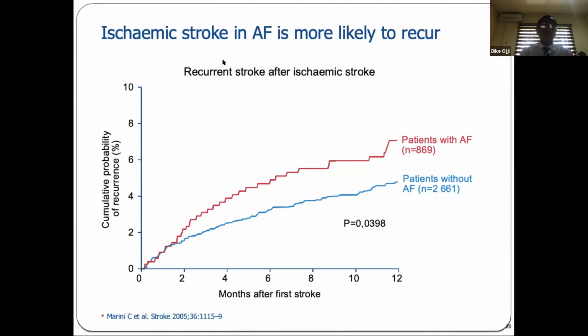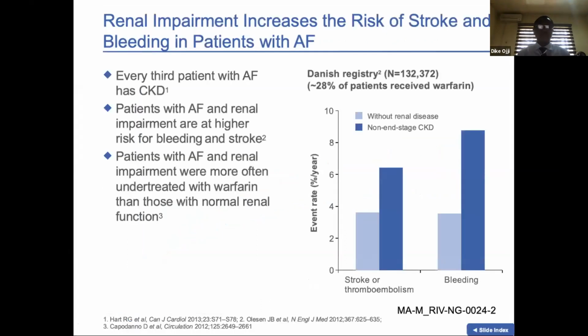Why is it likely to recur? Because the etiological factor, the atrial fibrillation, is already there. And you can see this, that if people have atrial fibrillation, the likelihood of having a repeat stroke is higher compared to people that don't have atrial fibrillation.